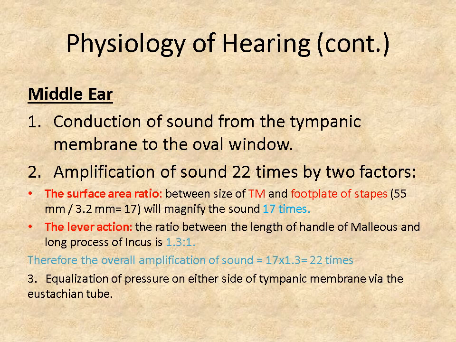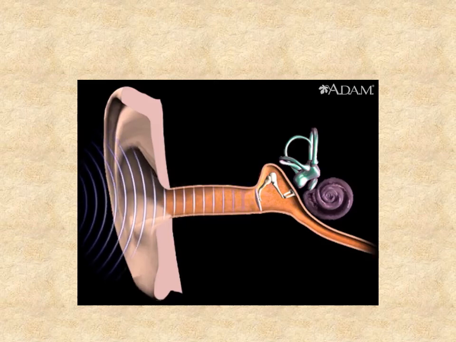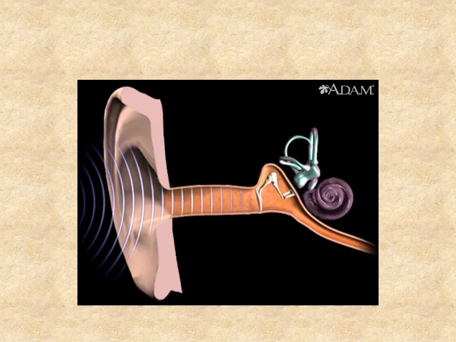Also, a very important function of the middle ear is equalization of pressure on either side of the tympanic membrane through the Eustachian tube, so that the tympanic membrane can move freely and transmit the sound. So let's watch this video to sum up what we have said so far.